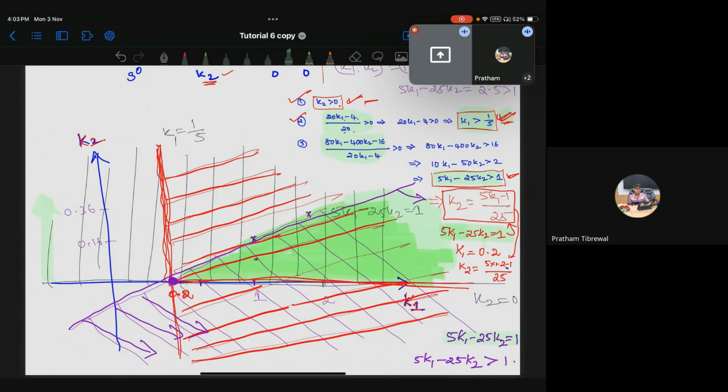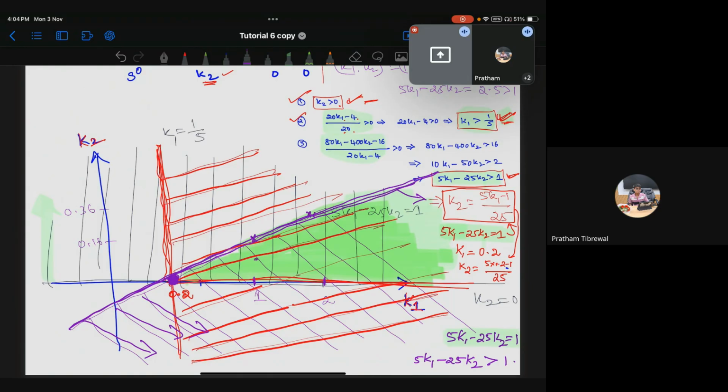So first draw this line, 5k1 minus 25k2 equal to 1. You know how to draw this line. Take some value for k1, find k2. Take another value for k1, find k2. Our y-axis is k2 and k1 is our x-axis. If you take the point 0.2, you will get 0. If you take 1, you'll get this one. If you take 2, you'll get this. So connecting all the points, this is the line.